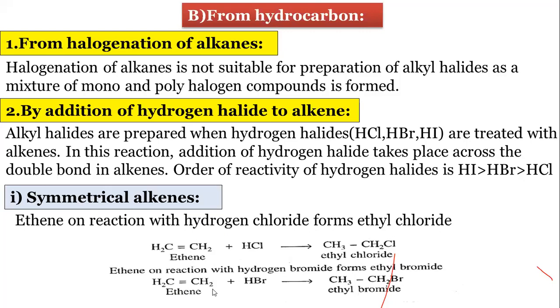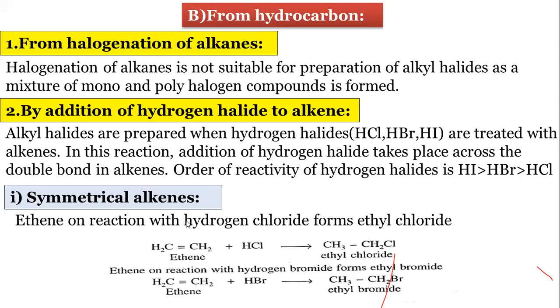Also one example is given below. Ethene plus HBr gives ethyl bromide. See, this is again simple addition. Hydrogen can be added to this carbon or this carbon across the carbon-carbon double bond, and we get the product ethyl bromide. This is an example of symmetrical alkenes.